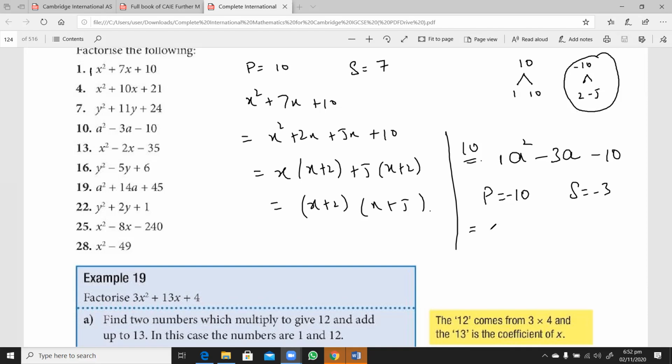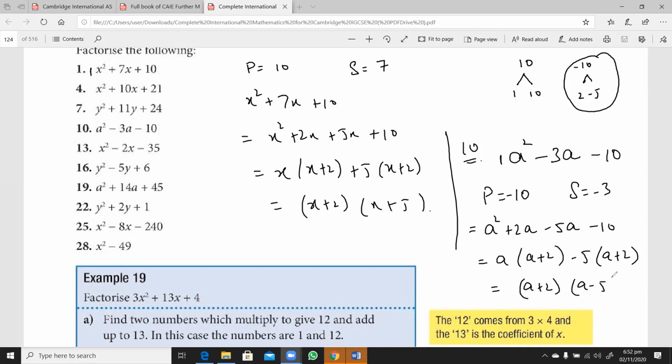Yes? a squared plus 2a minus 5a minus 10. So this is a into a plus 2 minus 5 into a plus 2. So this is a plus 2 into a minus 5. Okay? That is how you complete this.